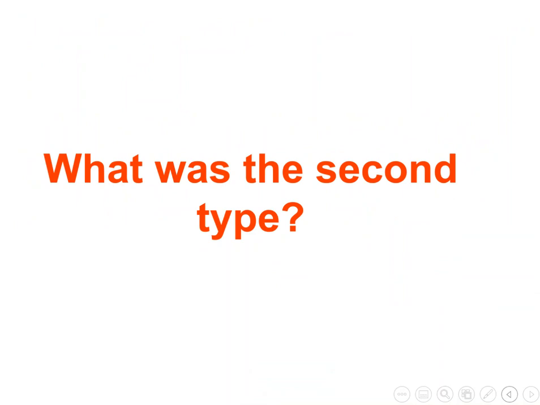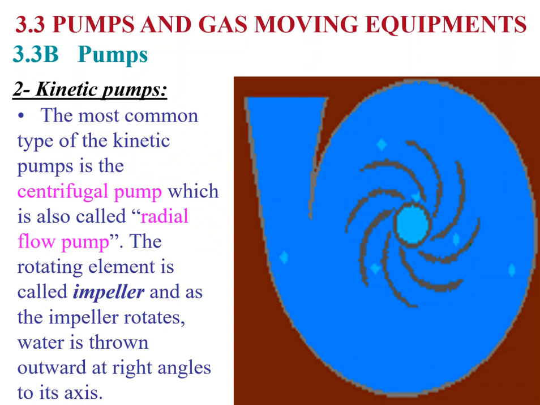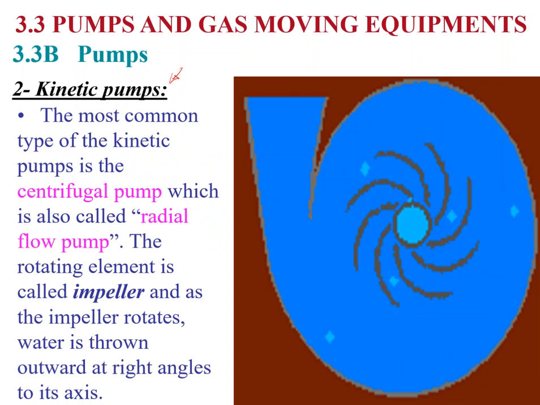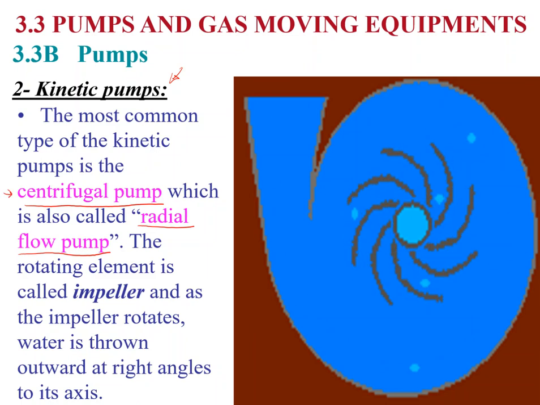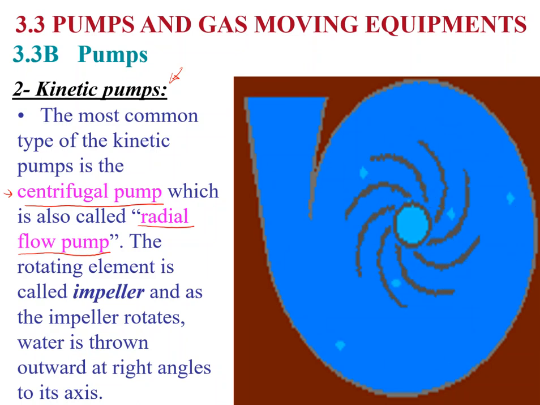Now, what was the second type that we talked about? We said there is the kinetic or dynamic pump. This is the second type. Let us talk about it now. For the kinetic or dynamic pumps, there is one most common, which is called the centrifugal pump. Another name for the centrifugal pump is the radial flow pump. Why is it called centrifugal pump? Because it uses the centrifugal force to give energy to the fluid.